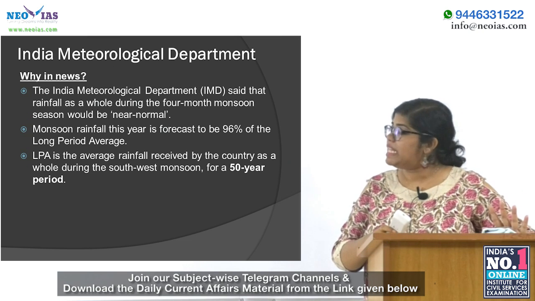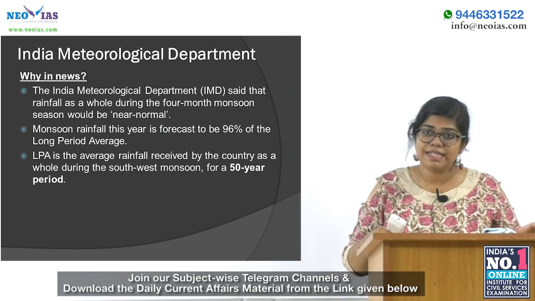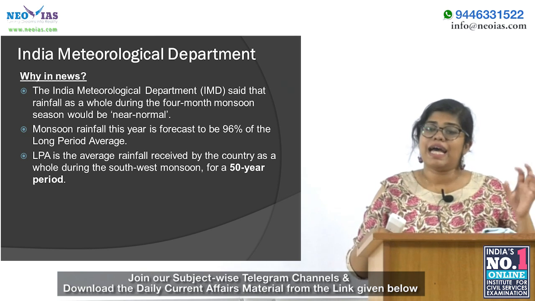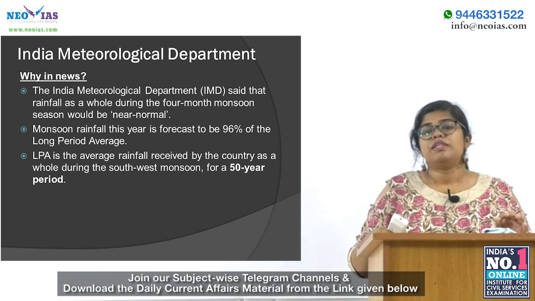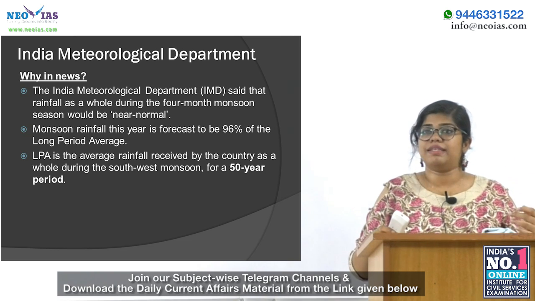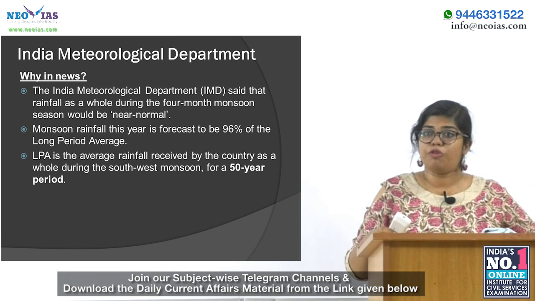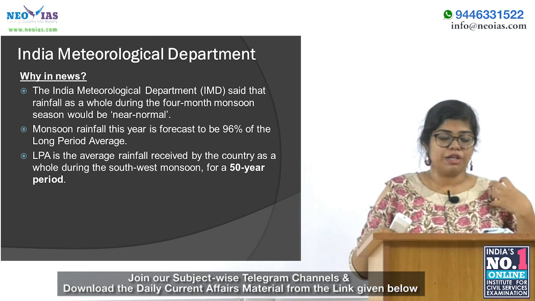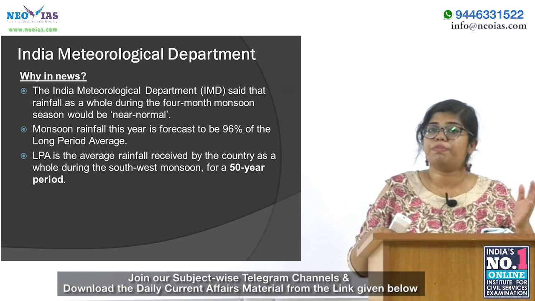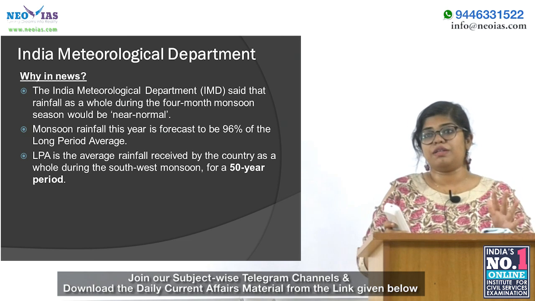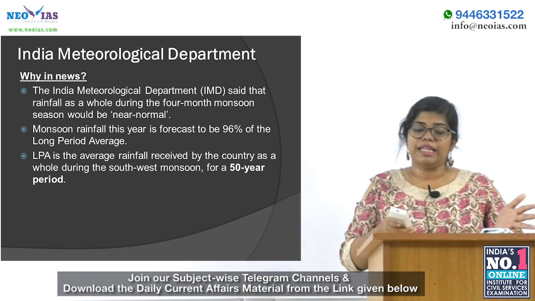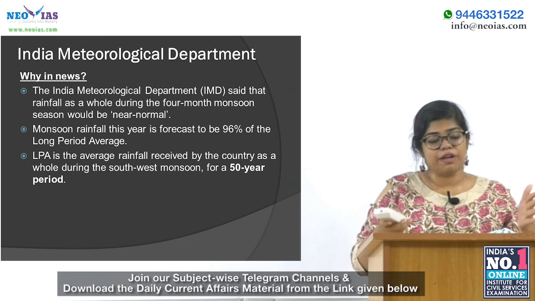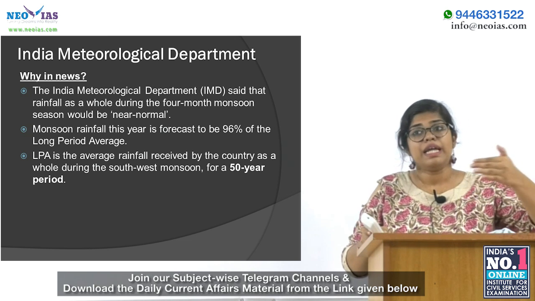Coming to the first topic, Indian Meteorological Department. I have already discussed this in the recent classes, but I am saying this again. It will be a revision for you, as well as it was in the news recently. It is in the news because the IMD said that the rainfall during the forthcoming monsoon season will be near normal. The monsoon rainfall this year will be 96% of the long period average. So 96% comes in the category of near normal. Near normal in LPA is from 90% to 96%.